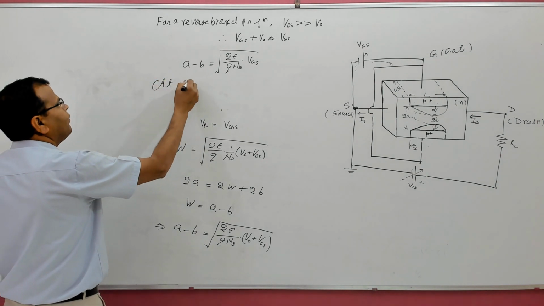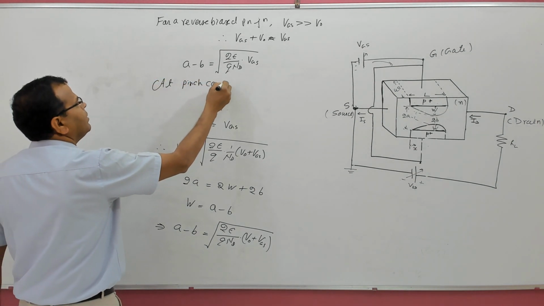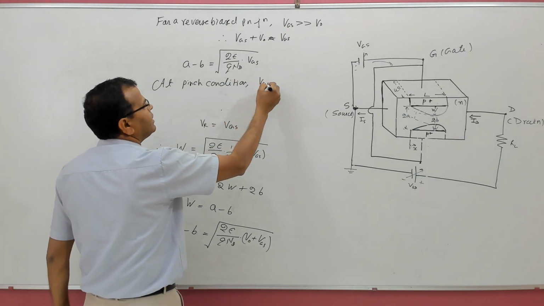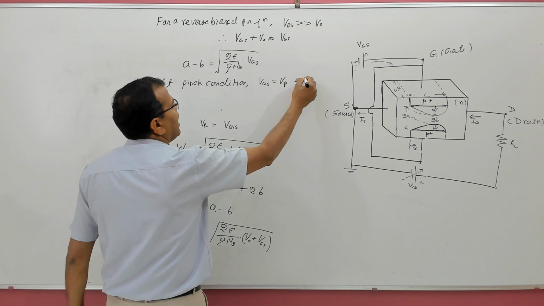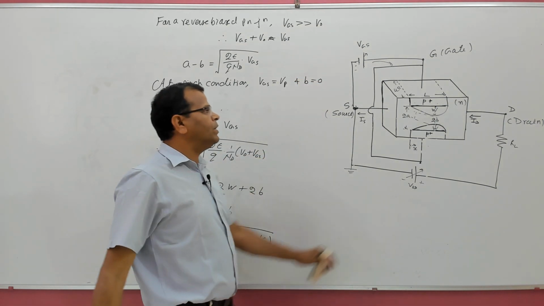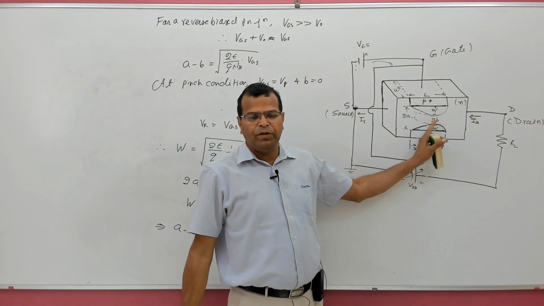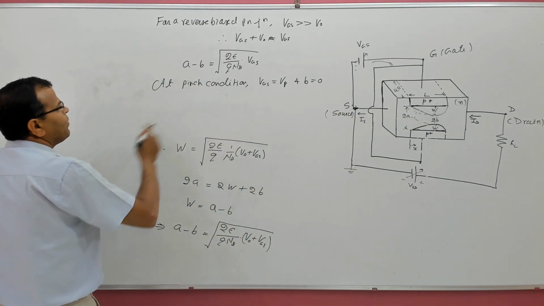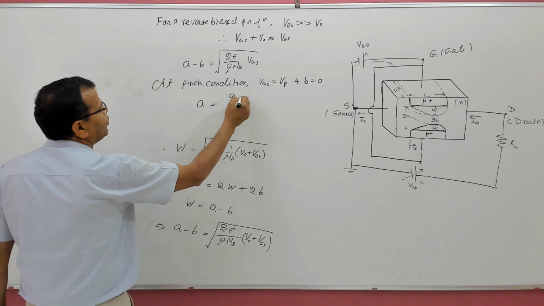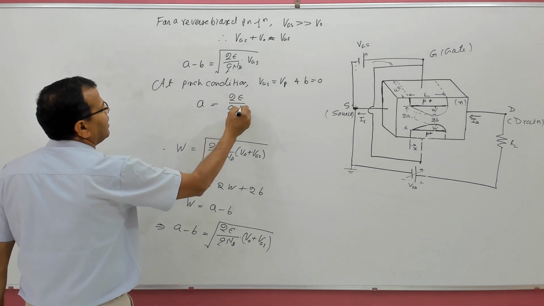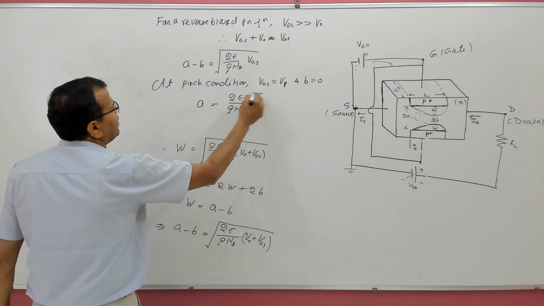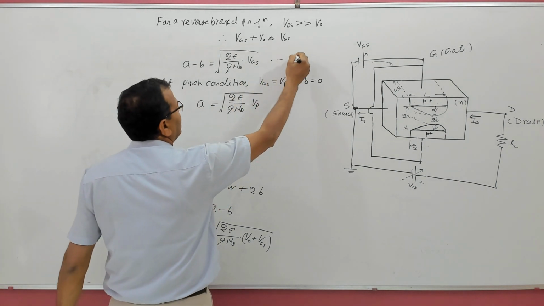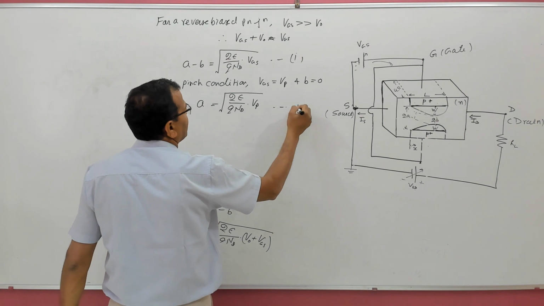At pinch off condition, remember VGS is called pinch off voltage and B is 0. Why B is 0? Because 2B is 0, the minimum width becomes 0, so B is 0. So this gives A equal to the square root of 2 epsilon by Q ND into VP. Say this is equation number 1, this is equation number 2.